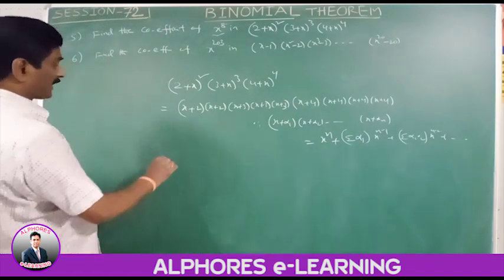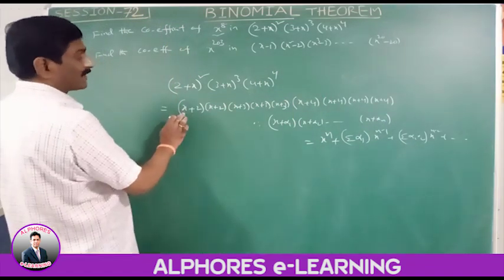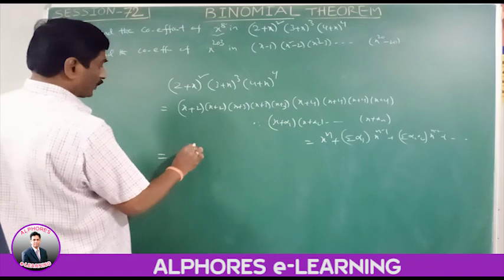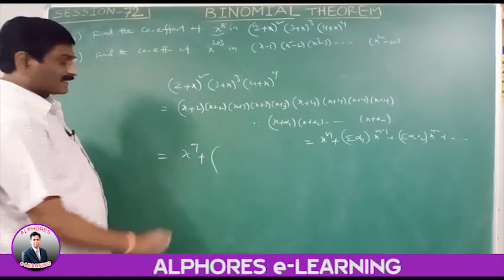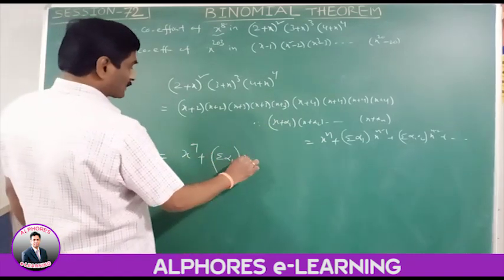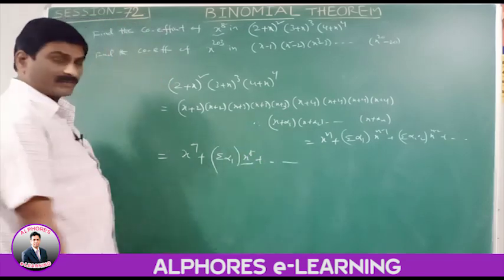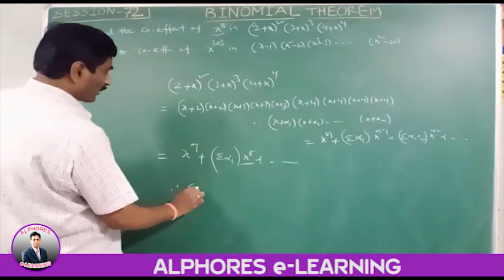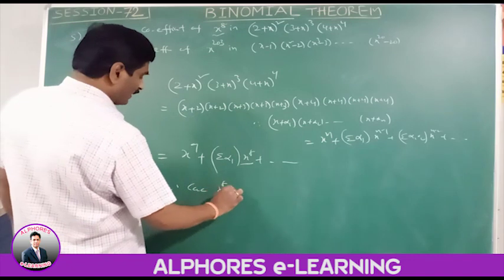So after expansion it can be reduced into, please observe this value. What is this value? x power 9 plus sigma alpha 1 into x power 8 plus so on. Now we find the coefficient of x power 8. Therefore, the coefficient of x power 8 is nothing but sigma alpha 1.